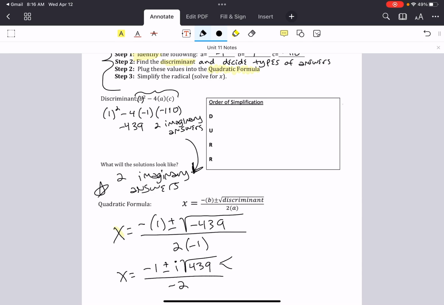Why is that a good thing? Because it's already simplified. Yay! That means we're done. All we have to do now is split our answers. So that was prime. So now here's our 2 answers, because I knew I needed 2 imaginary. So x equals the positive I root 439 over negative 2 and the negative.